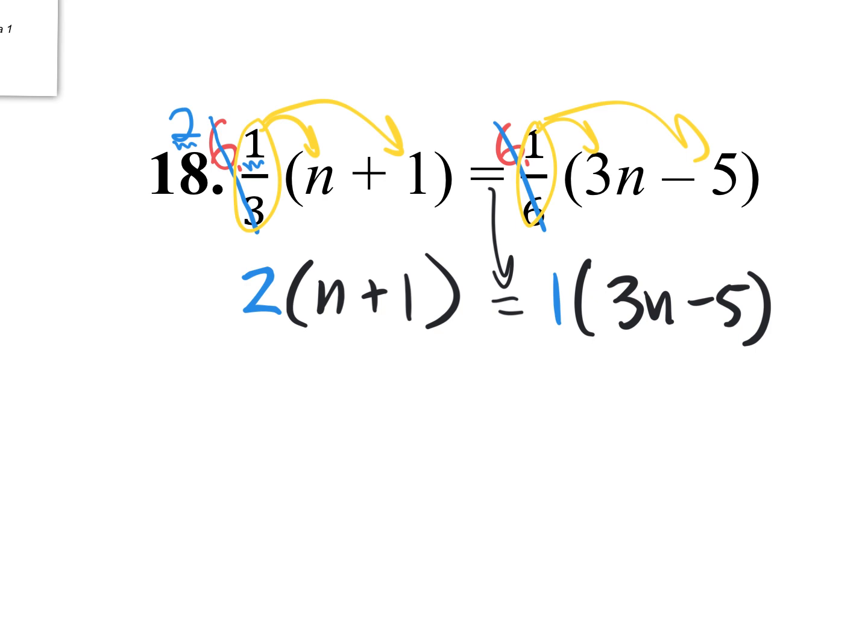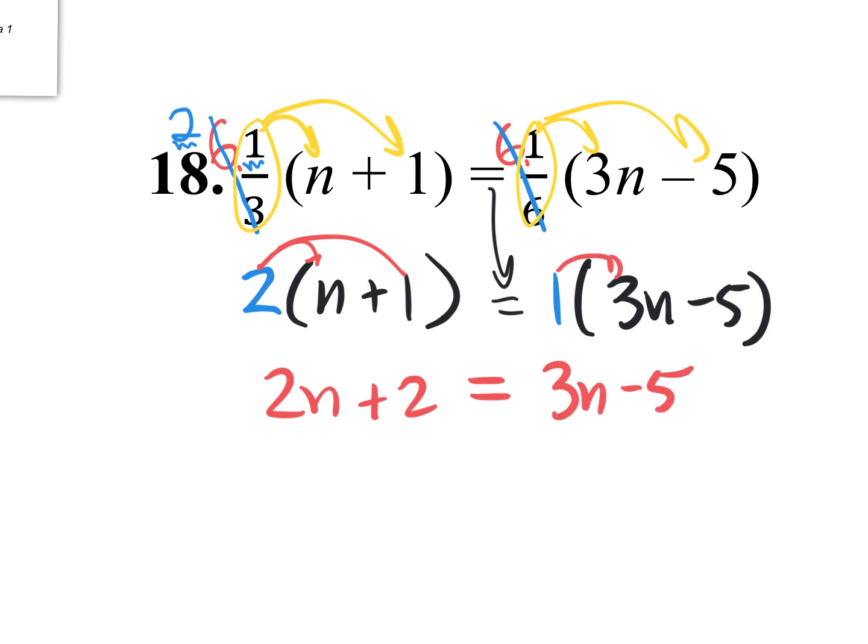Okay, anyways, let's distribute and solve this thing. 2 times n is 2n, 2 times 1 is 2, bring down the equal sign, and 1 times 3n doesn't change anything, 3n minus 5. When you distribute 1, nothing changes. And now we get n by itself on one side. I'm going to get rid of the 2n by subtracting 2n. And we do to one side, do to the other, subtract 2n. We're going to have 2 equals 1n, you could just put n, minus 5.